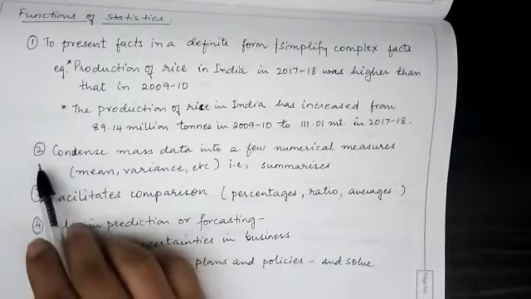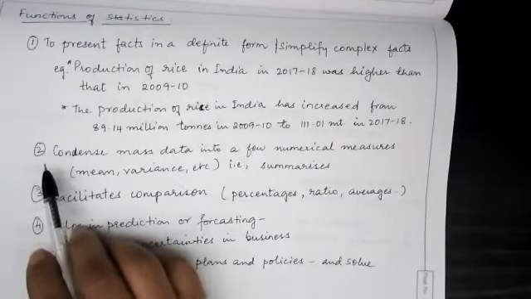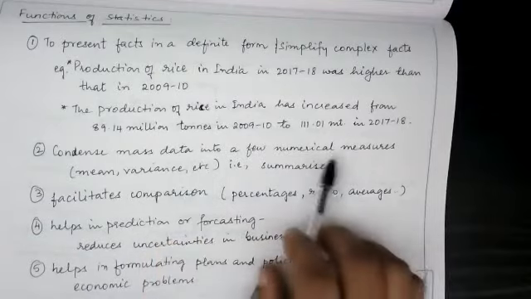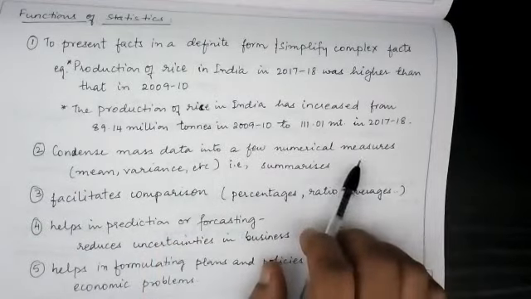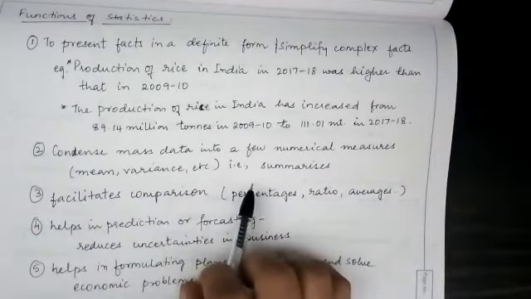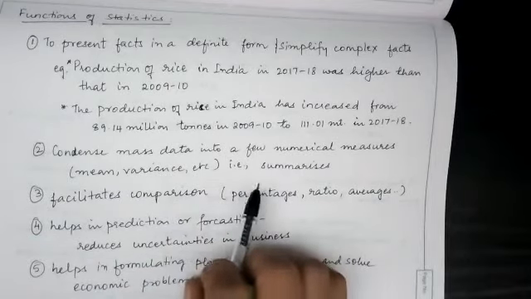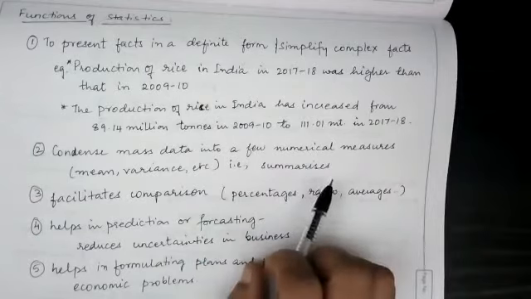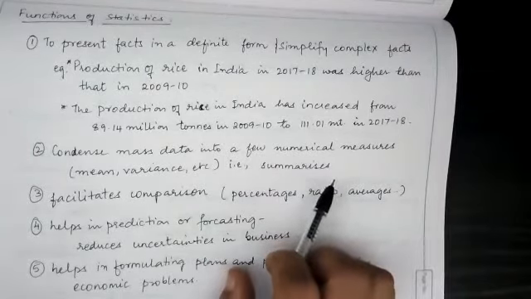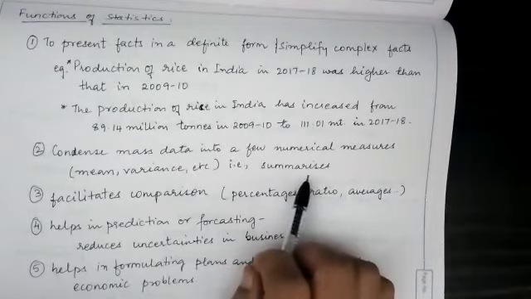The second function is that it condenses the mass data into a few numerical measures. What are the numerical measures? Mean, variance, etc. That means it provides a summary of the data. Since the data that is collected for statistics is too huge, it summarizes the data.